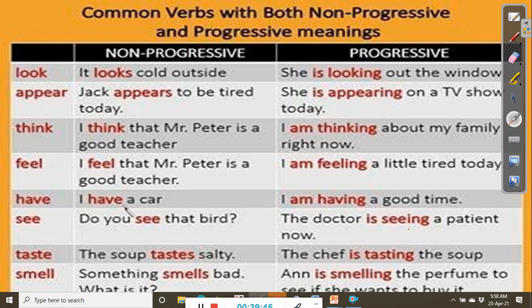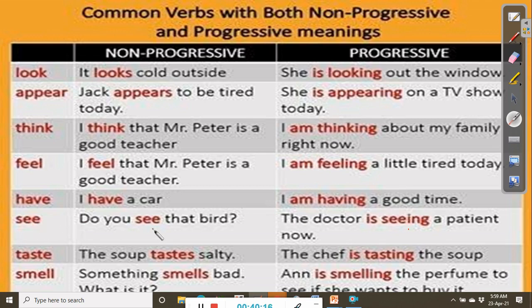Then have, when you use it to indicate ownership, I have a car. It is stative. But when you use it to refer to an action, I am having a good time. In this case, you are using it to refer to a particular experience. You are enjoying something, so to say. All right? I am enjoying a good time. I am having a good time.